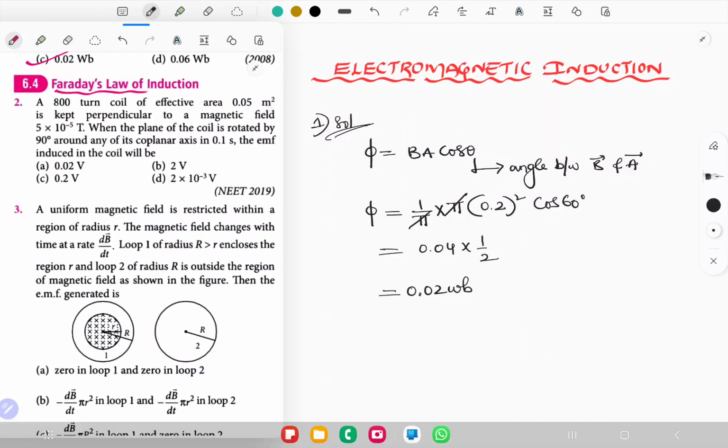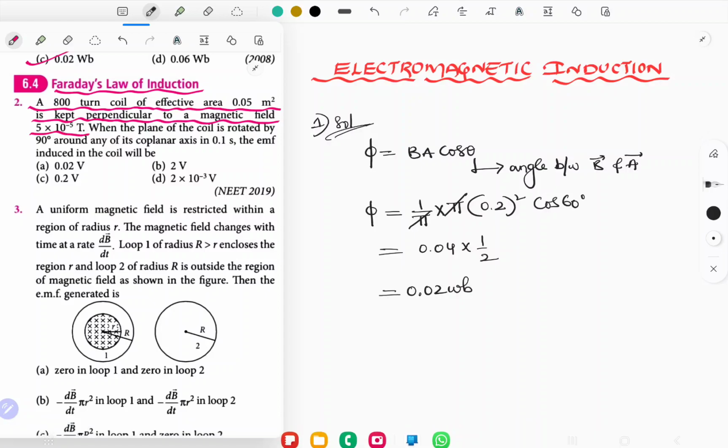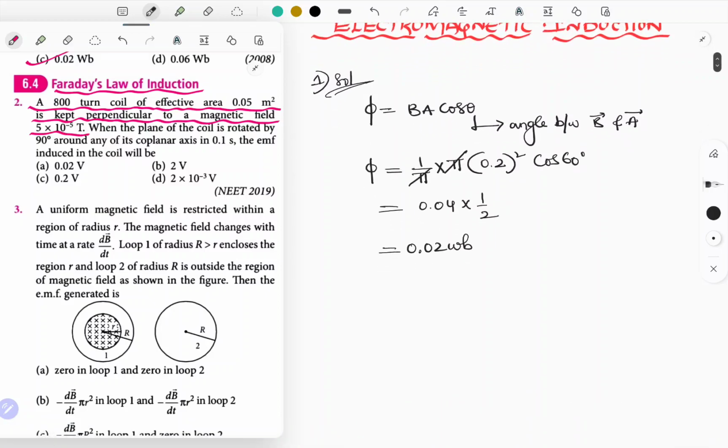Next question is based on Faraday's law of induction. Okay. An 800 turn coil of effective area 0.05 meter square is perpendicular to magnetic field B equal to 5 into 10 power minus 5 Tesla.